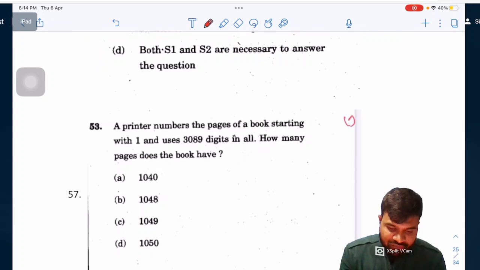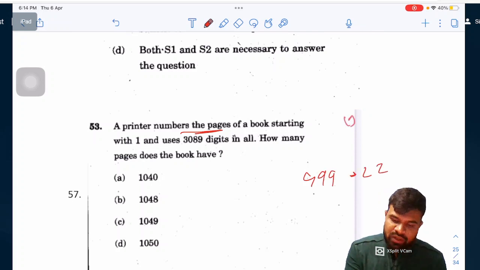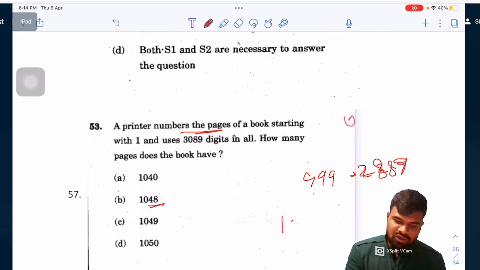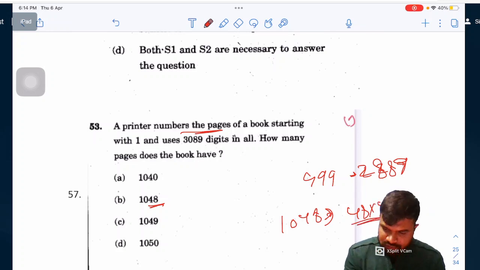Again, the question of printing of pages. Similar question. Until 999 we have 2889 digits. We will check until 1048. So that will be 48 into 4, which is 176. Now we will add 176, so that will be 3089, I guess. Something like that. So we will reach that the answer will be 1049 for this question.